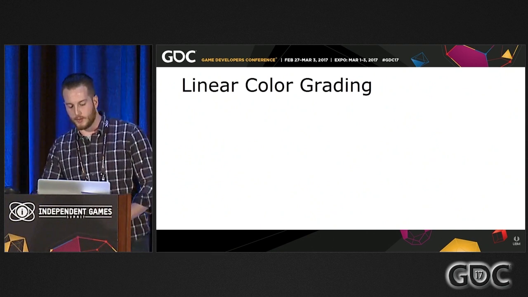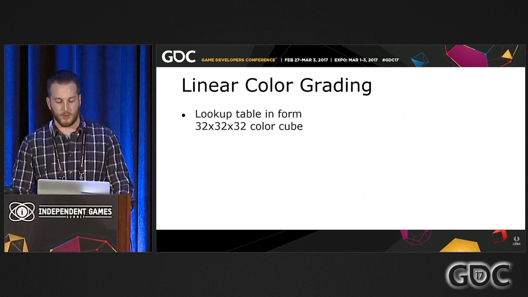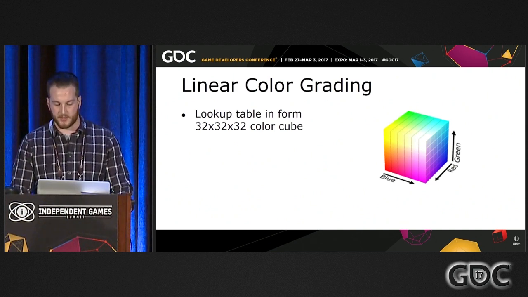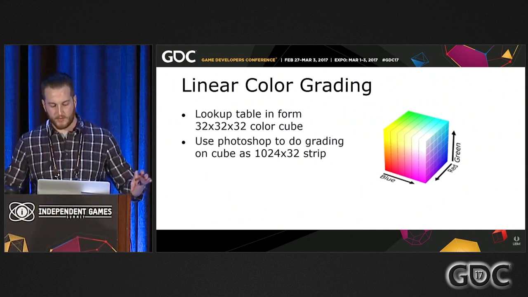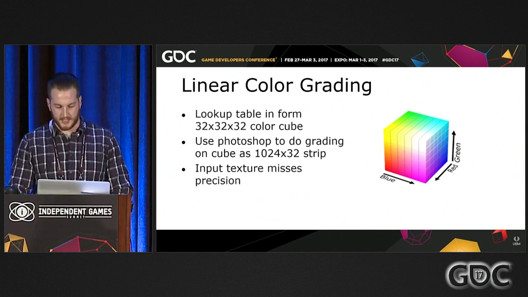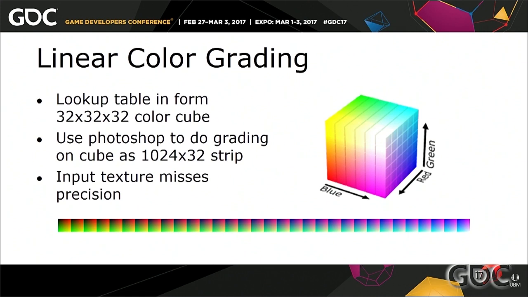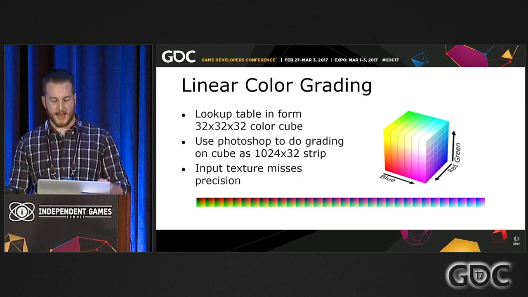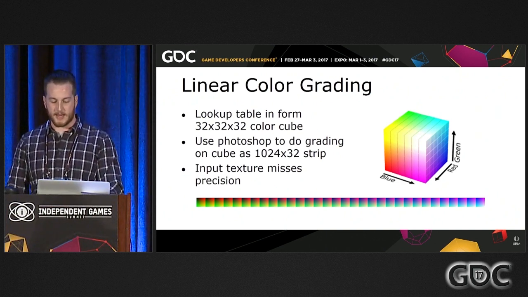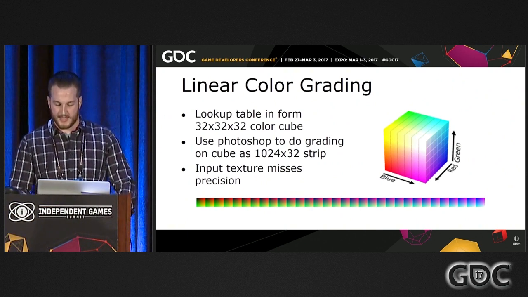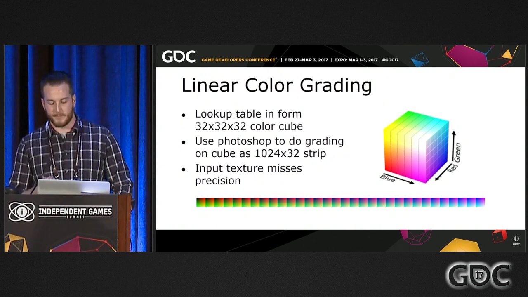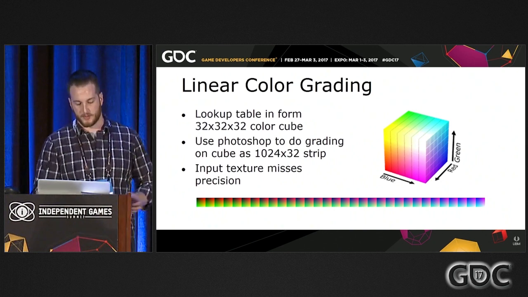So one of the ways that you can do color grading is by creating a lookup table in the form of a 32 by 32 by 32 color cube, which we see right here, which you can then splay into a 1024 by 32 strip, which we see here, which you can put on top of a render from your game in Photoshop, do your color grading, export that, and then import it to your engine, and use that cube. Basically the X, Y, Z axis of the cube corresponds to your input color, and what's in the actual pixel is your output color, and that's what you can use for your color grading.